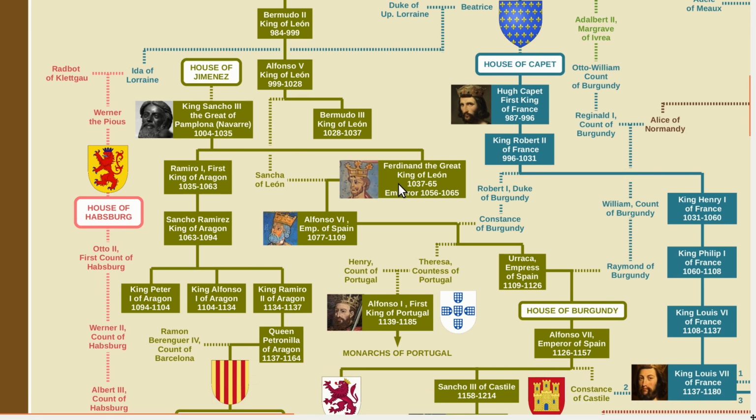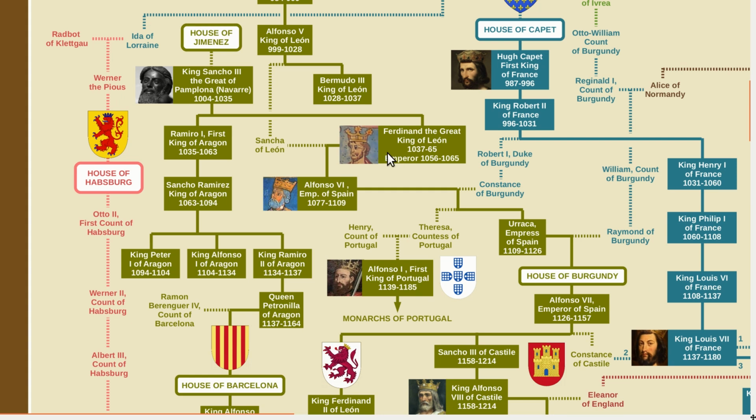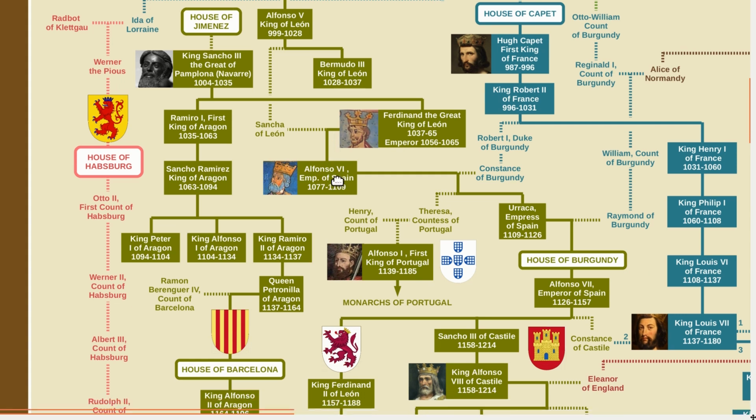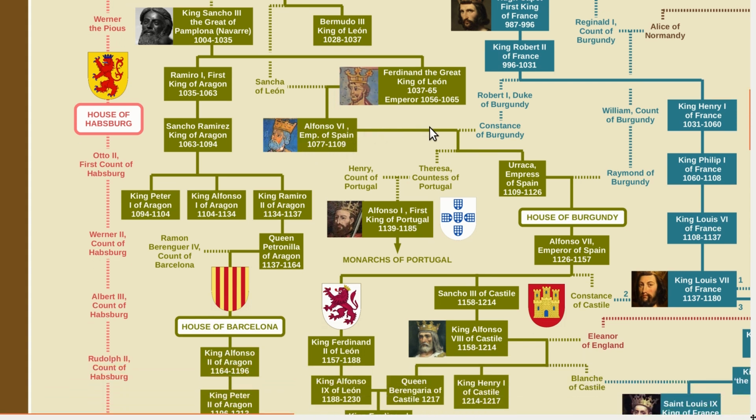And the House of Jimenez rules for quite some time. We have Ferdinand the Great's son then becomes Emperor of Spain. And then this individual, though, does not have a male heir. So we have a daughter that becomes Empress of Spain. And so here the house name changes to the House of Burgundy after her husband, Raymond of Burgundy, who was from France. And you can see here several marriages into the French royal family.